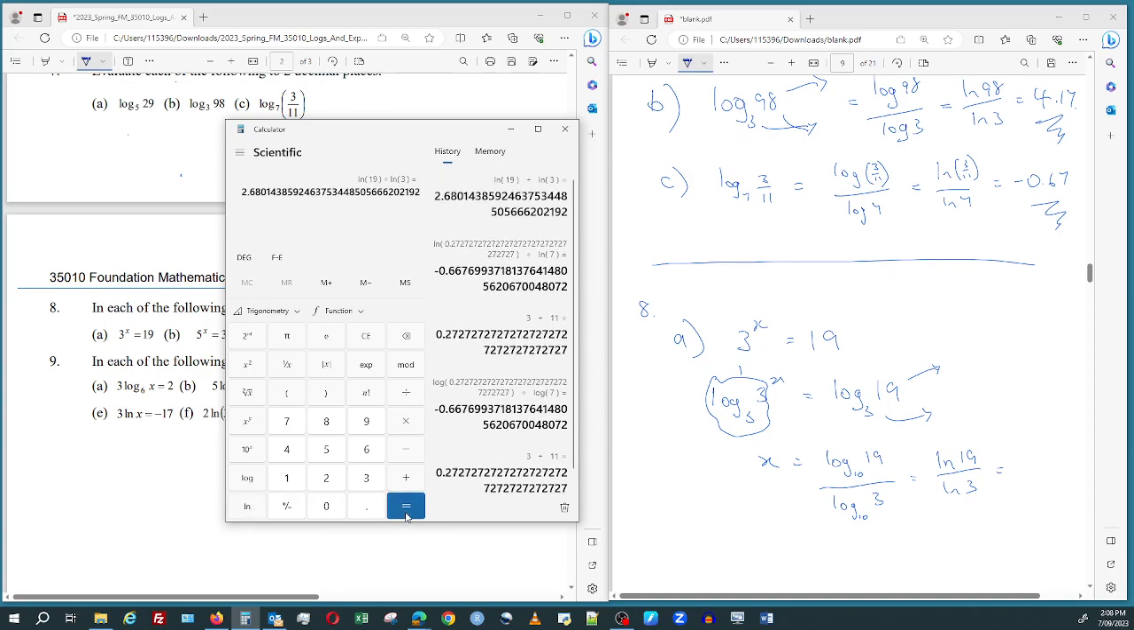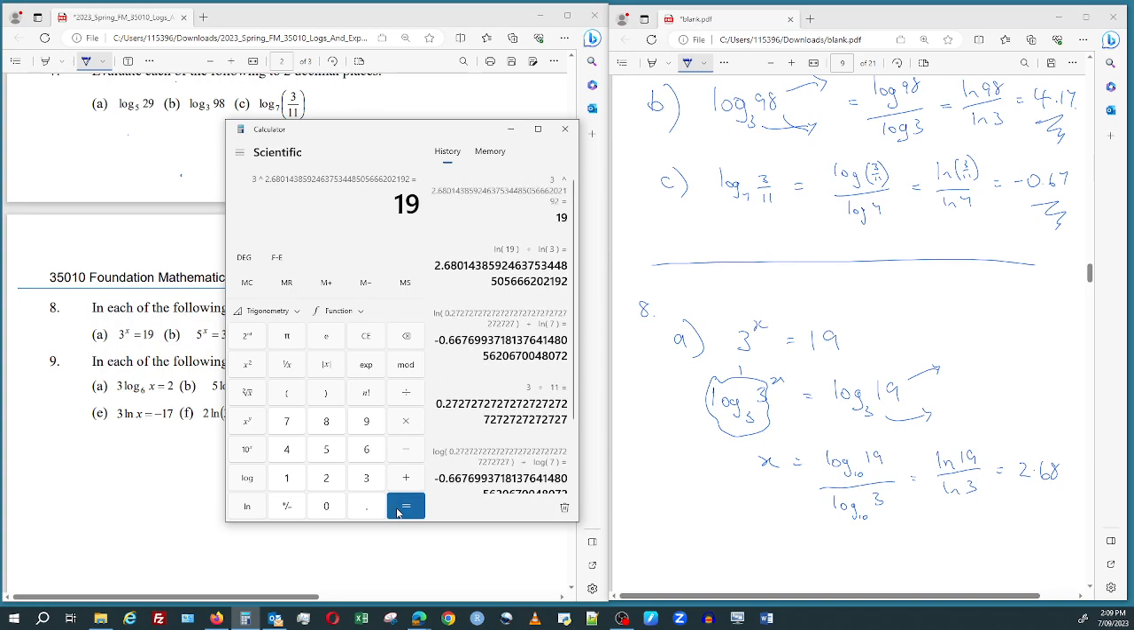So 2.680, so 2.68. So x has a value of 2.68. So if I take that 3 and raise it to the power of x, I'm going to just put that into memory. 3 to the power memory recall should be 19. Beautiful. So that was my check. Okay, I'll put the number in. 2.680143. Checked it. Okay, so you can do the same.